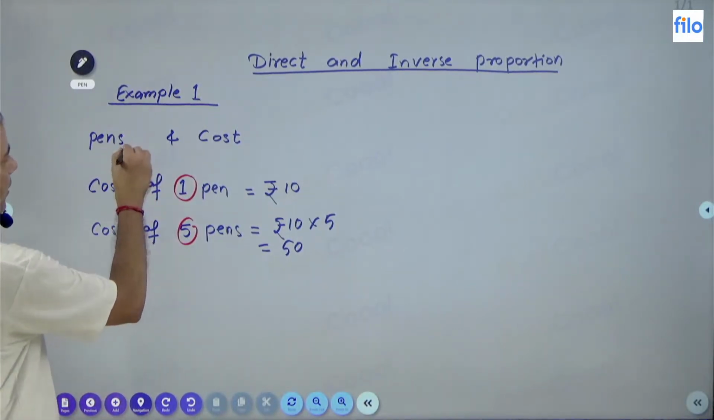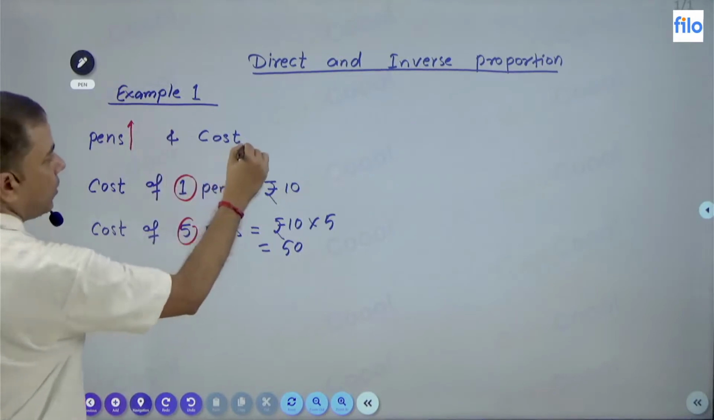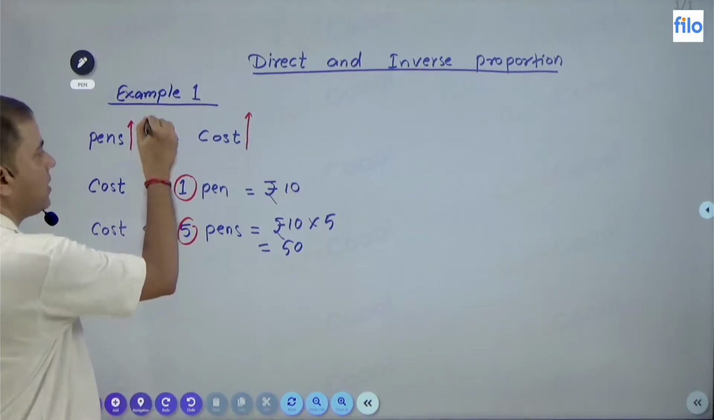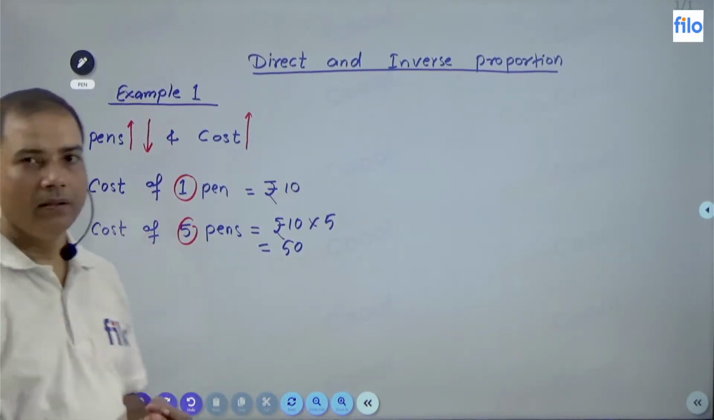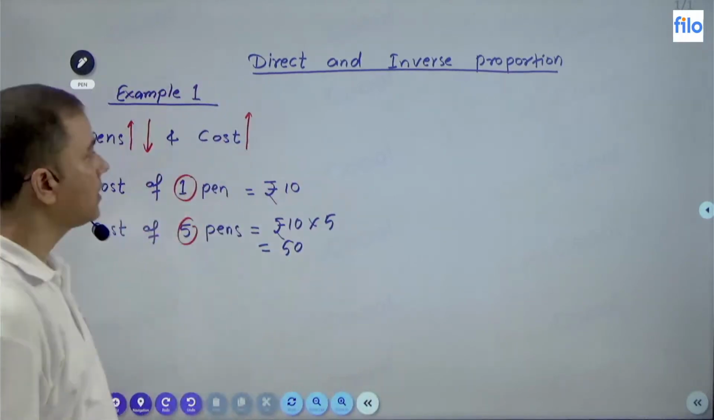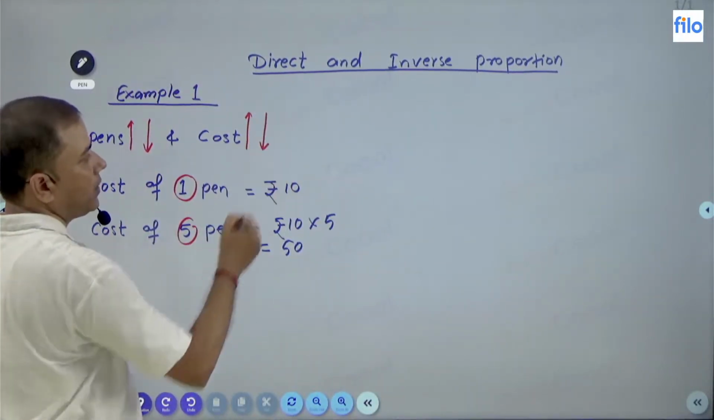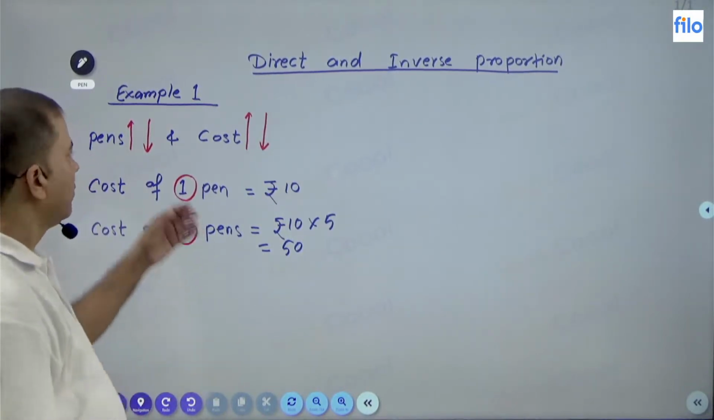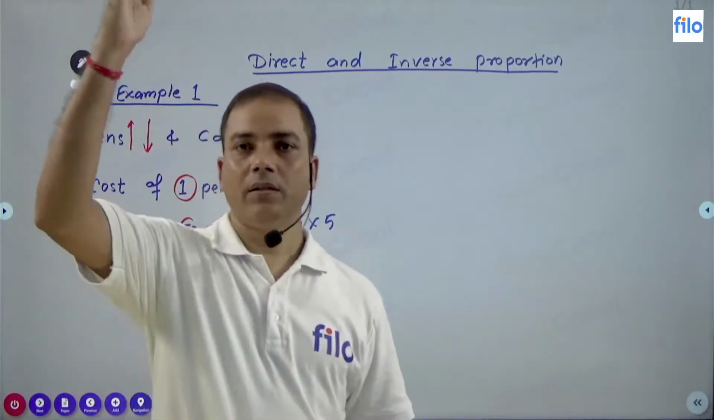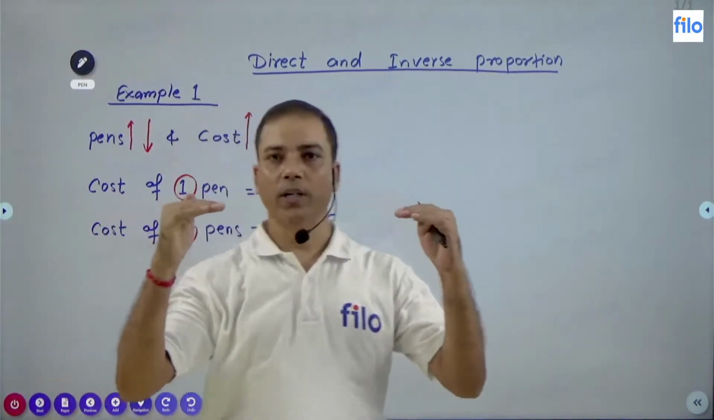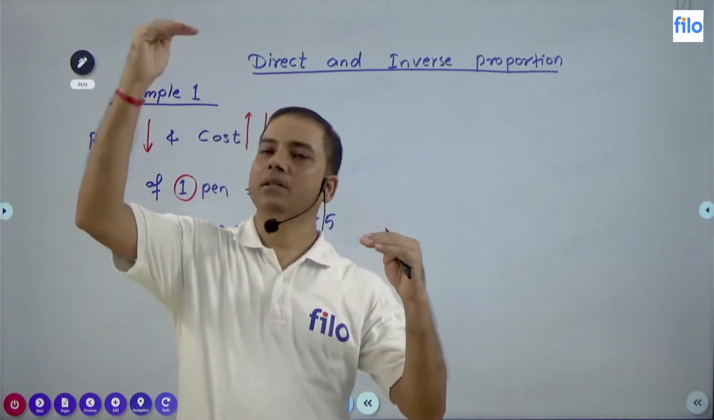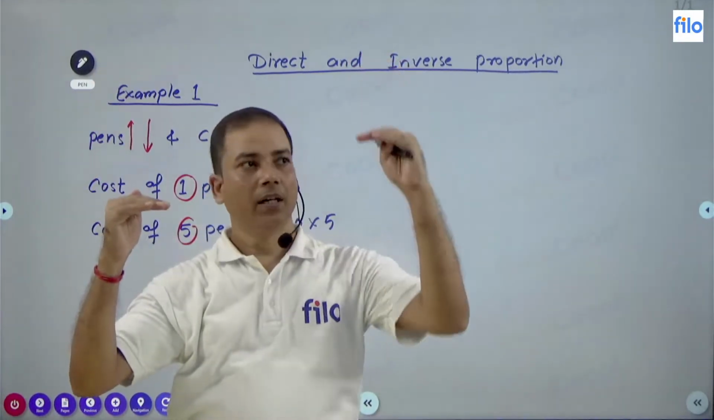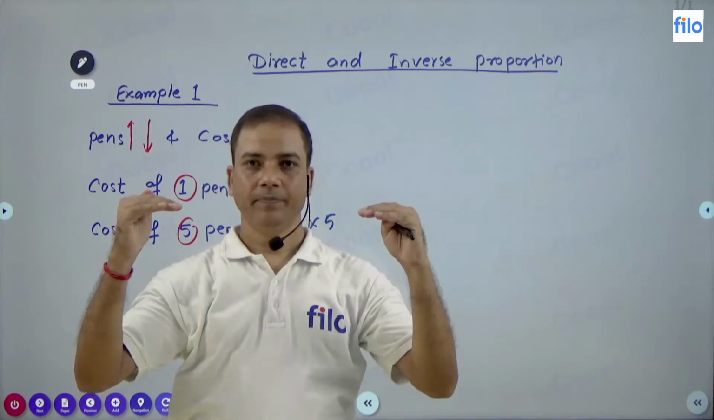Number of pens increases, goes up, cost also increases, goes up. If you decrease the number of pens, if you buy a lesser number of pens, you will pay a lesser amount, right? One quantity increases, other quantity increases. Suppose there are two quantities here. Number of pens increases, more pens, more cost, fewer pens, less cost, right?